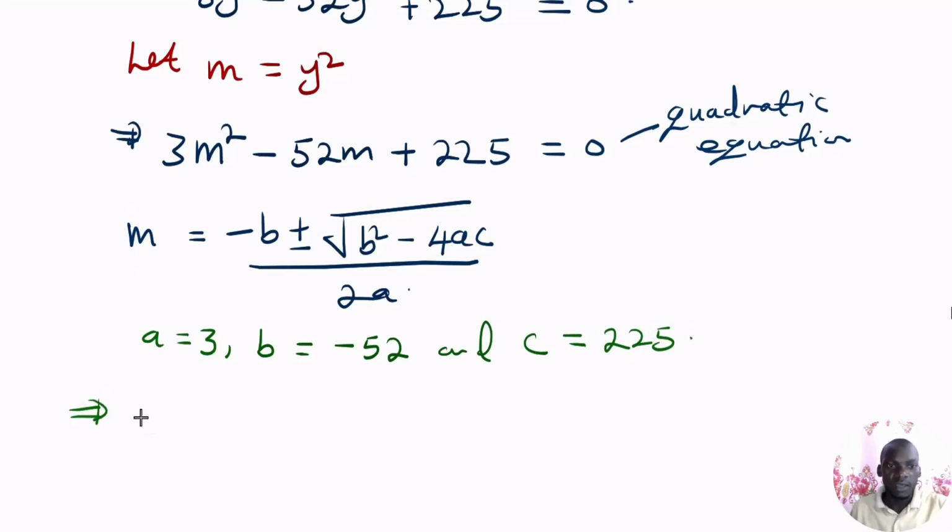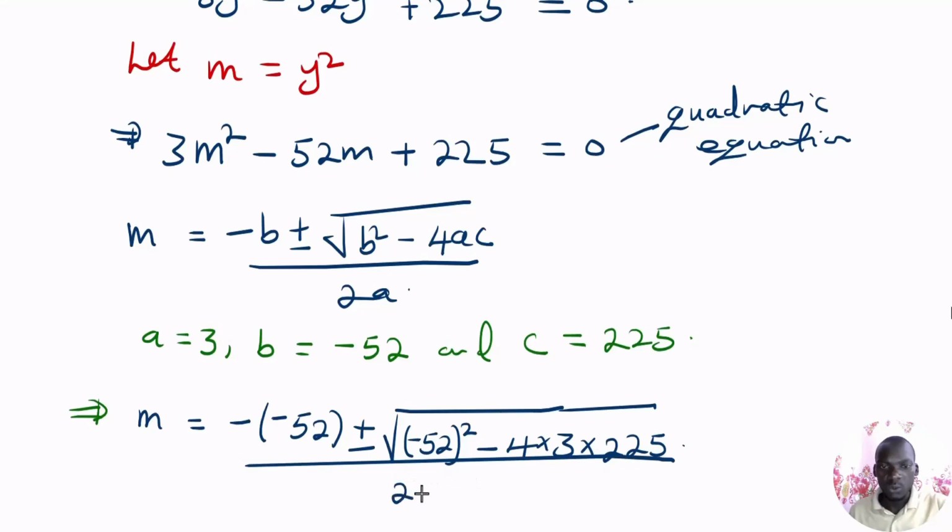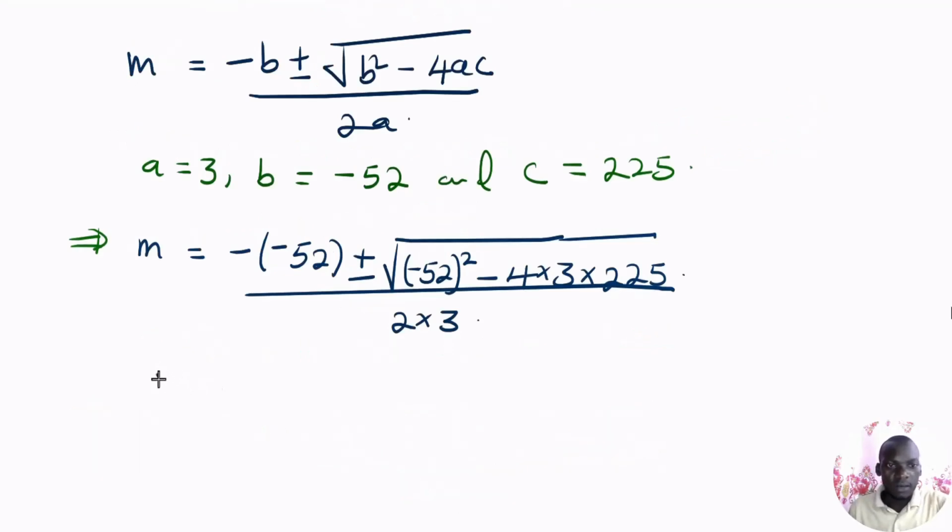Implying that as we substitute in, the value of m equals the negative, but our b is negative, so negative 52 plus or minus the square root of b, which is negative 52, the whole of it squared, minus 4 multiplied by a, which is 3, multiplied by c, which is 225, the whole of it divided by 2 multiplied by the value of a, which is 3. As I simplify this, I'm getting the value of m, so I say that either m equals 9 or m equals 25 divided by 3.